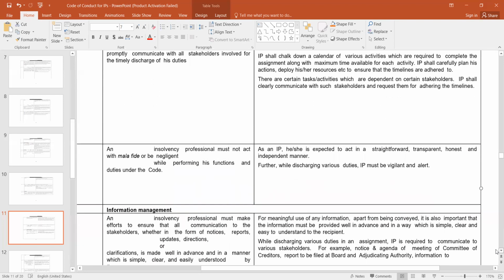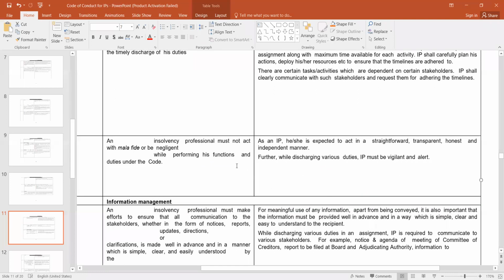An insolvency professional must not act with malafide intent or be negligent while performing his functions and duties under the code. So you are expected to be straightforward, transparent, honest, and independent. Further, while discharging various duties, you have to be vigilant and alert. You cannot be lax in your approach.